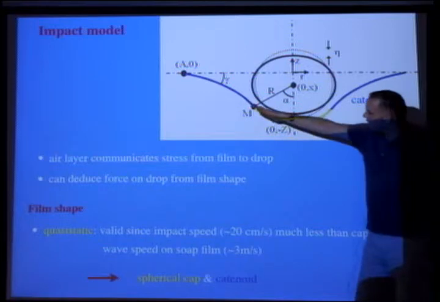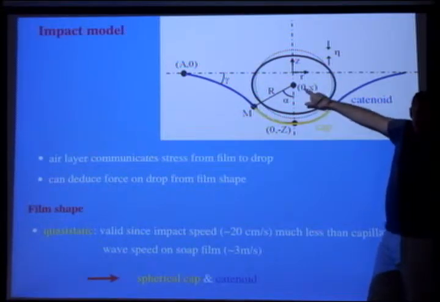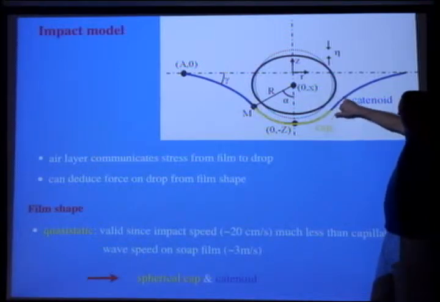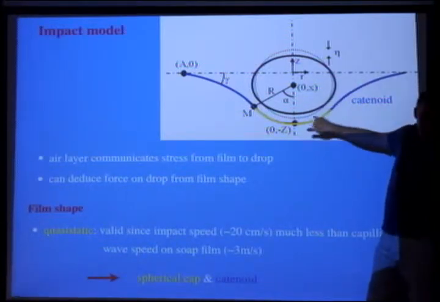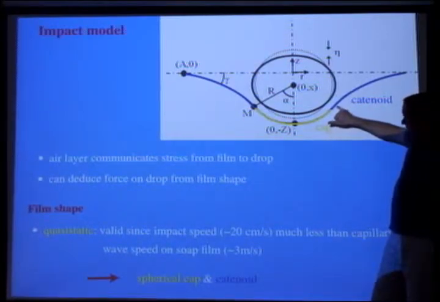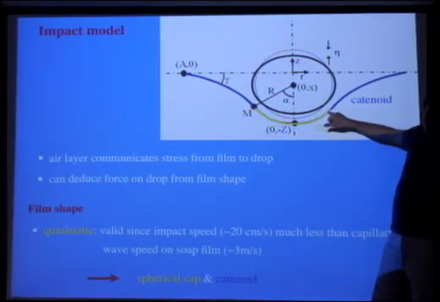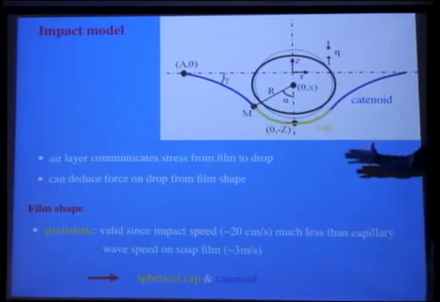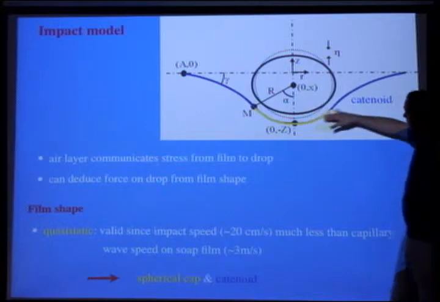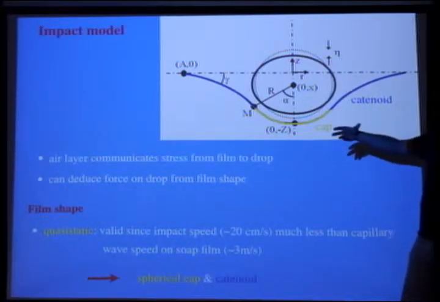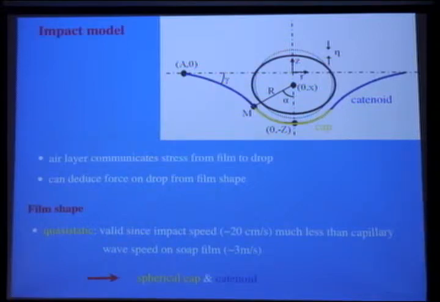So basically, you say there's a spherical cap which matches onto the drop, right? And then you have a minimal surface here, so it has to have zero mean curvature, and the only surface that has zero mean curvature in 3D is a catenoid. Right? So we basically match a spherical cap onto a catenoid. That gives us the shape of the film as a function of the position of the drop. So that gives us then the force field acting on the drop. Okay.